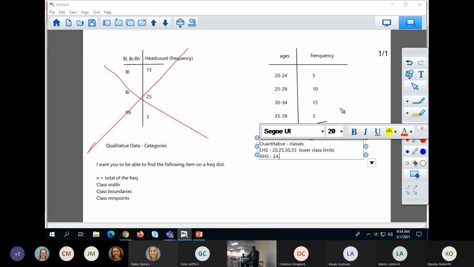24, 29, 34, and 39. Can anybody with deductive reasoning tell me what those four numbers are called? The upper class limits. I tell you what, I can't do anything with y'all. Y'all are sharp. Limits.